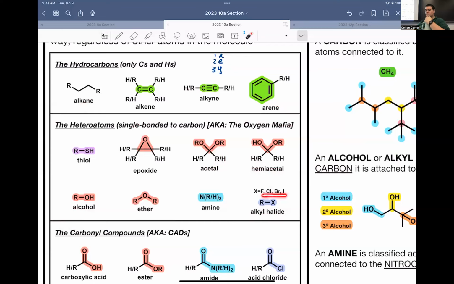Well, it's because these are halogens, the halides. And it's attached to a hydrocarbon, so alkyl halide.